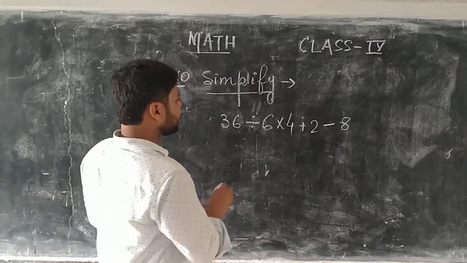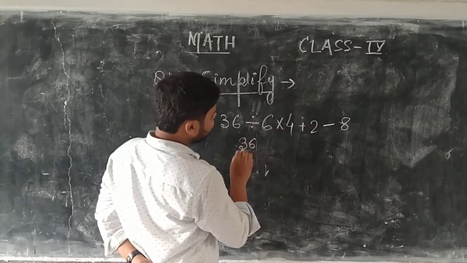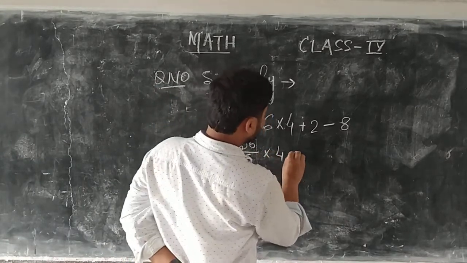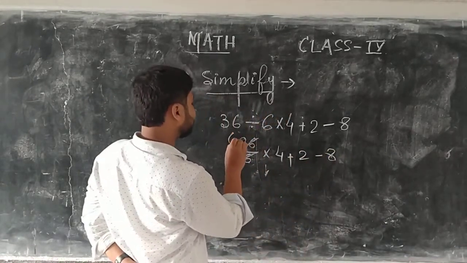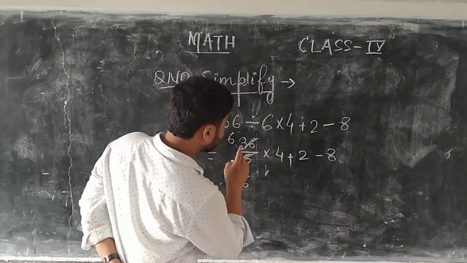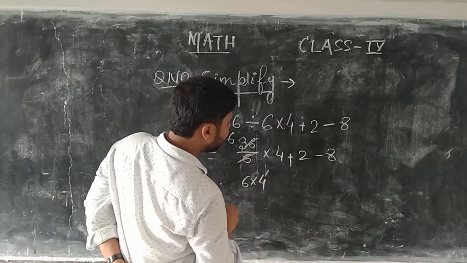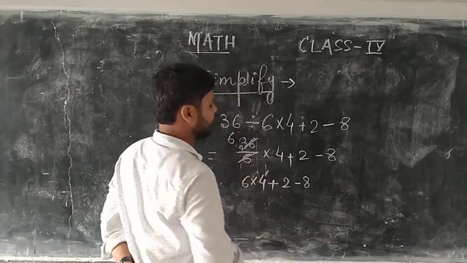If you divide 36 by 6, we can write this form: 6 multiply 4 plus 2 minus 8. 6 is the 36, means now 36 divided by 6 is 6, and then 6 multiply 4 plus 2 minus 8.